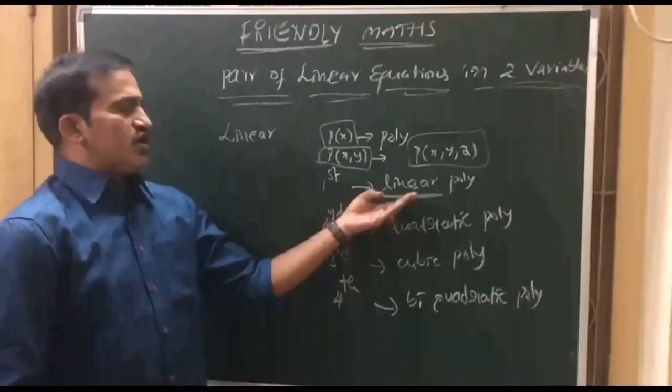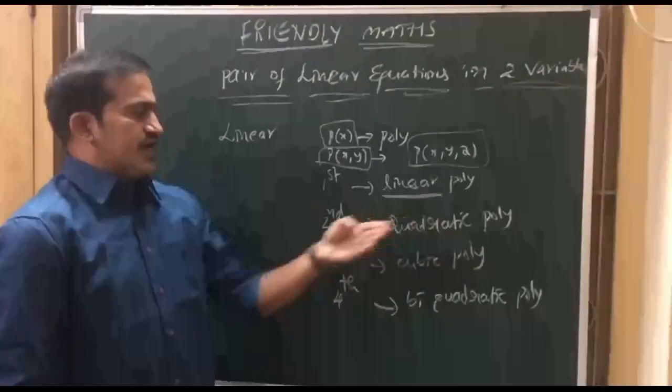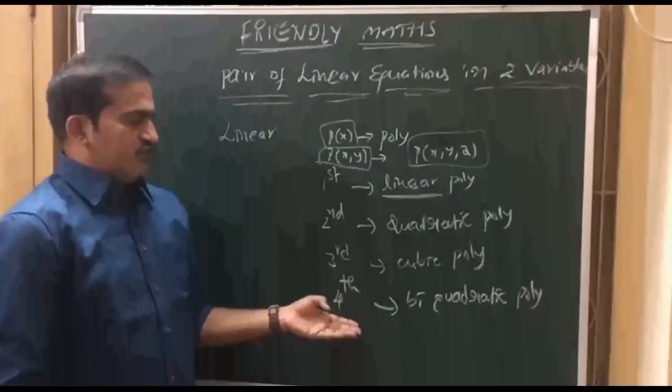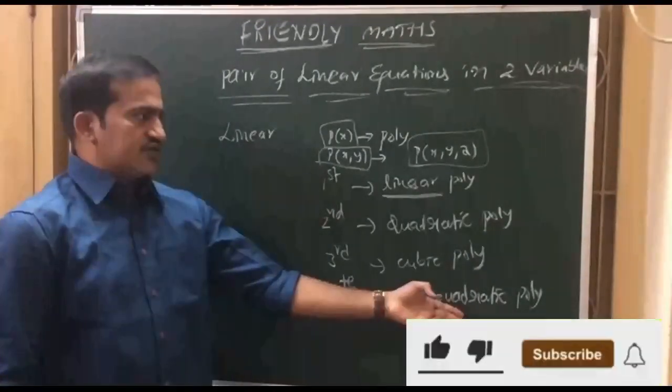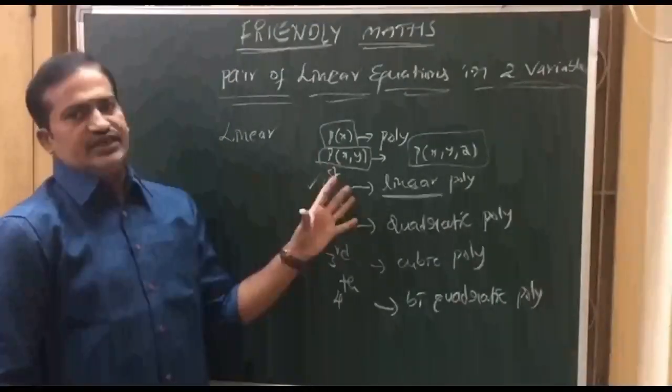First degree is called a linear polynomial. Second degree is called a quadratic polynomial. Third degree is called a cubic polynomial. Fourth degree is called biquadratic. Today we are discussing linear equation, which means the first degree.